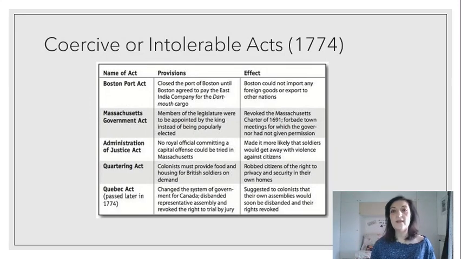Okay, here in this slide I have made a kind of short scheme which tells in the first column the name of the act. Okay, so you can see the Boston Port Act, the Massachusetts Government Act, the Administration of Justice Act, the New Quartering Act, and the last one, as I said, it was passed later. In the second column, you can see the provisions. So what did these 4 or 5 acts, if we consider the Quebec Act, provide? What did they state? And then which were the effects of these acts?